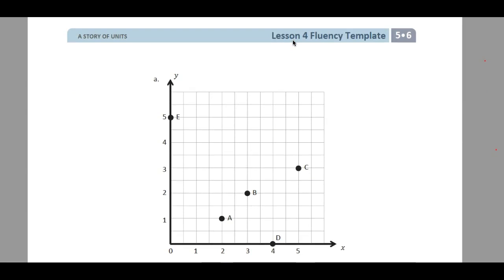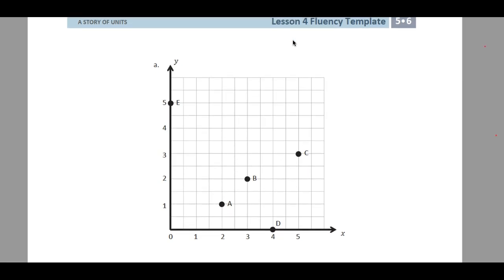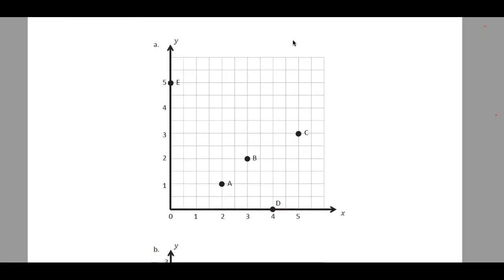But it lists in here, here's a fluency template. So Battleship is really just finding the points on things. So that's what we're going to do today, is we're just going to find some points on this graph and label them. That's my plan. So here we go. I'm going to grab my pen. Come on over here. We're going to go red.